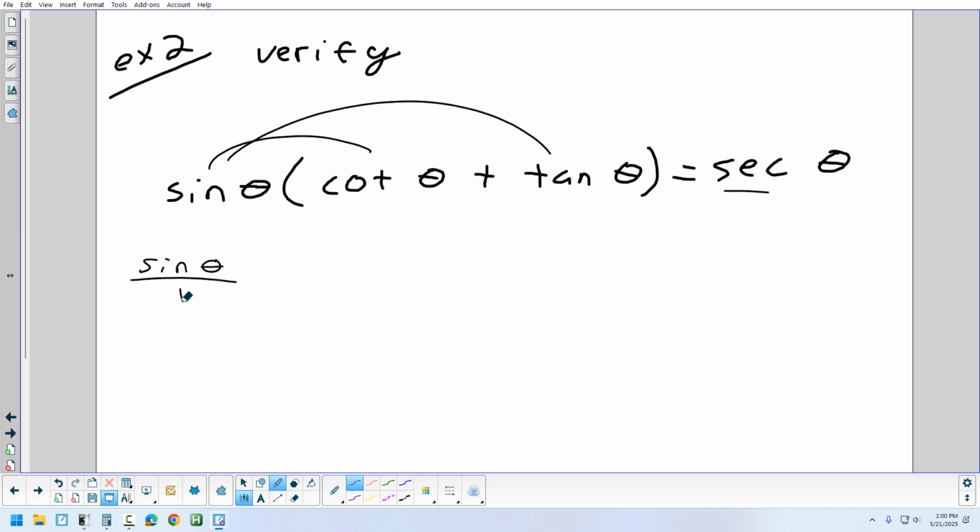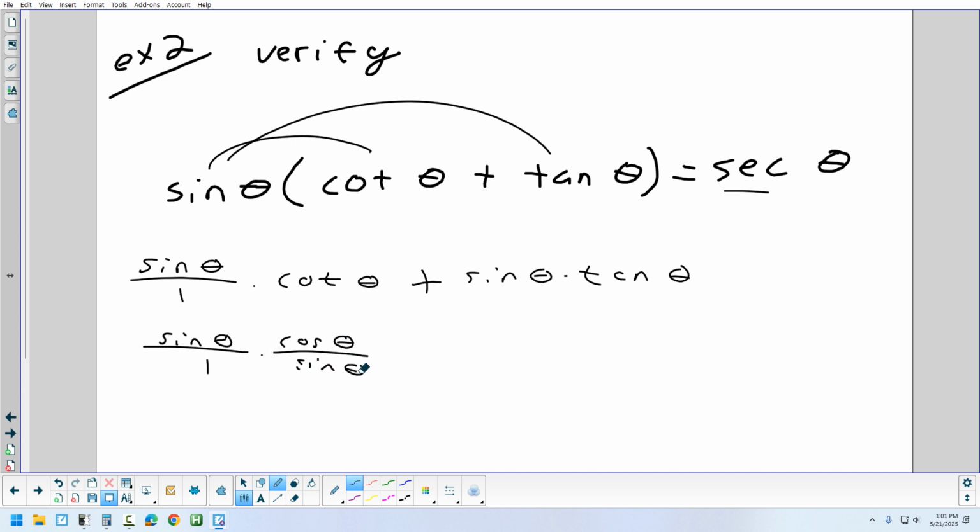If we want, we could change cotangent at the same time, or we can do that after, so I'll just leave it for now. So sine times cotangent, and what's going to come after that? Sine times tangent. Now let's change everything to fractions. Sine I already did. How about cotangent? Cosine over sine.